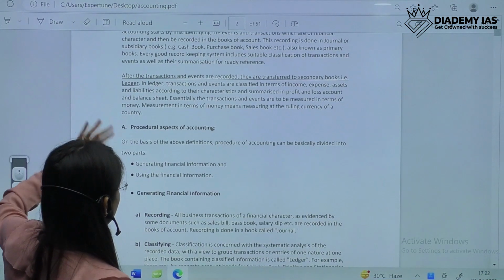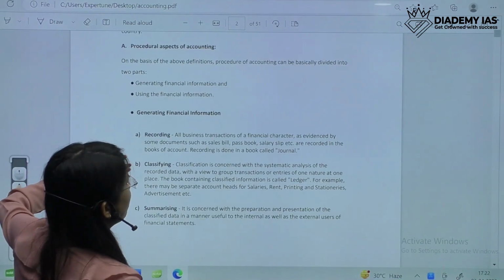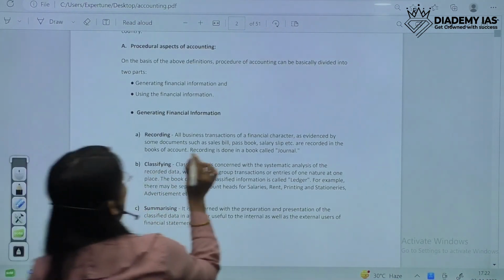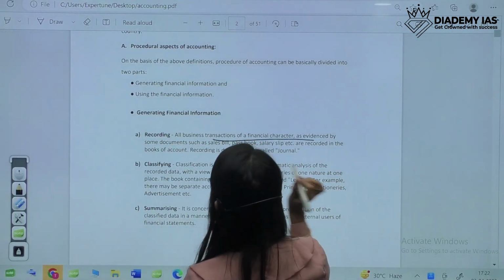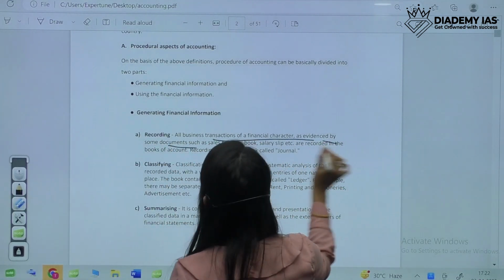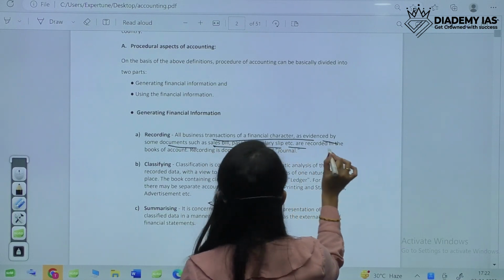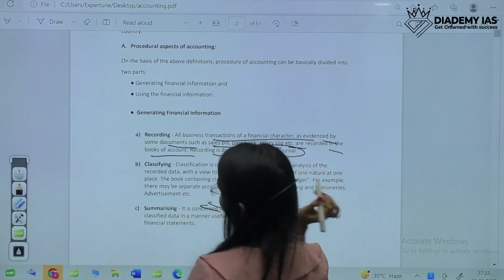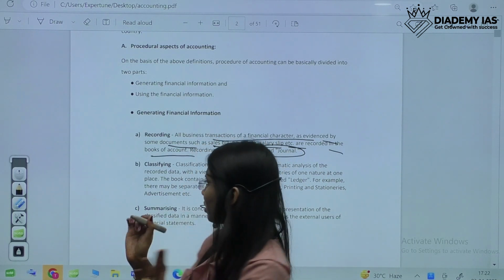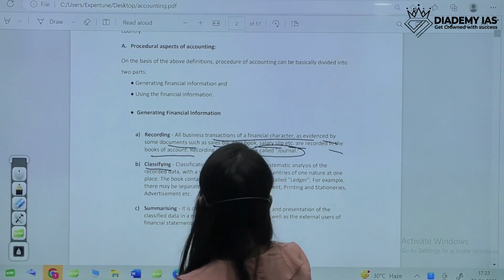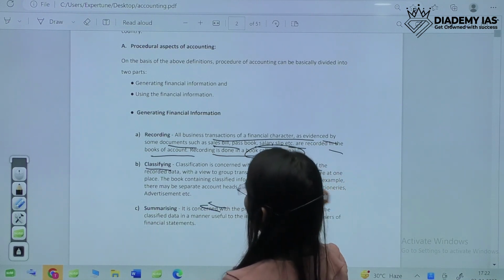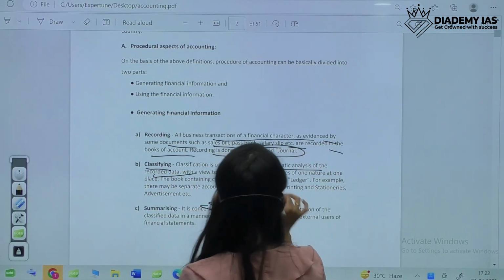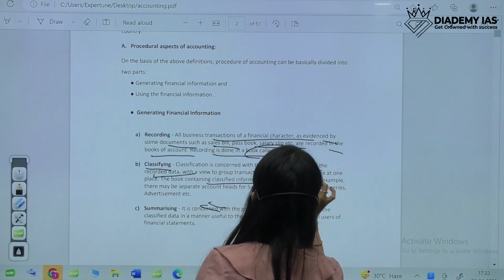As we have gone through the definition, recording means all the business transactions of a financial character, as evidenced by sales bill, passbook, salary slip, are recorded in the books of account. Recording is done in a book called journal. So this would be termed as record. And then classifying. Classifying is concerned with systematic analysis of the recorded data, and classified information is called ledger.